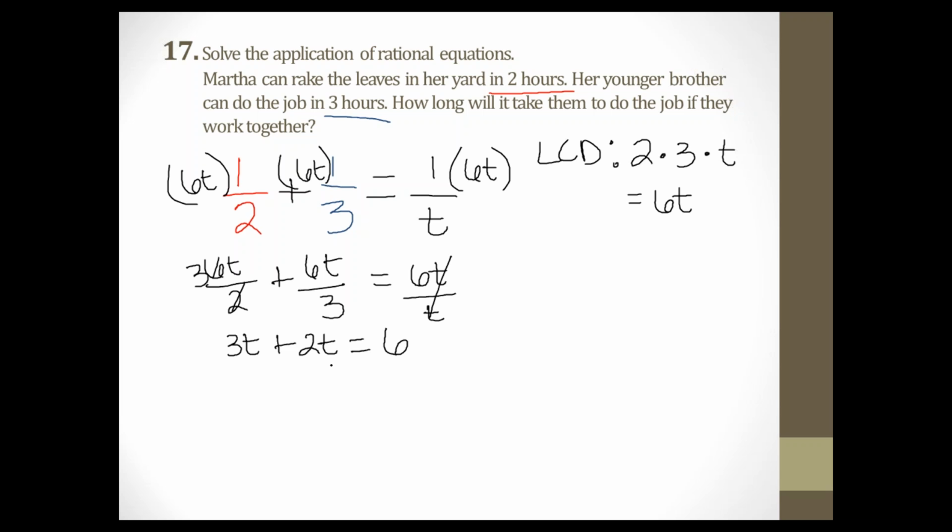All right, so 3t plus 2t is 5t, equals 6. Solve for t by dividing by 5. So t equals 6 over 5, 6/5 hours. So that would be option A.